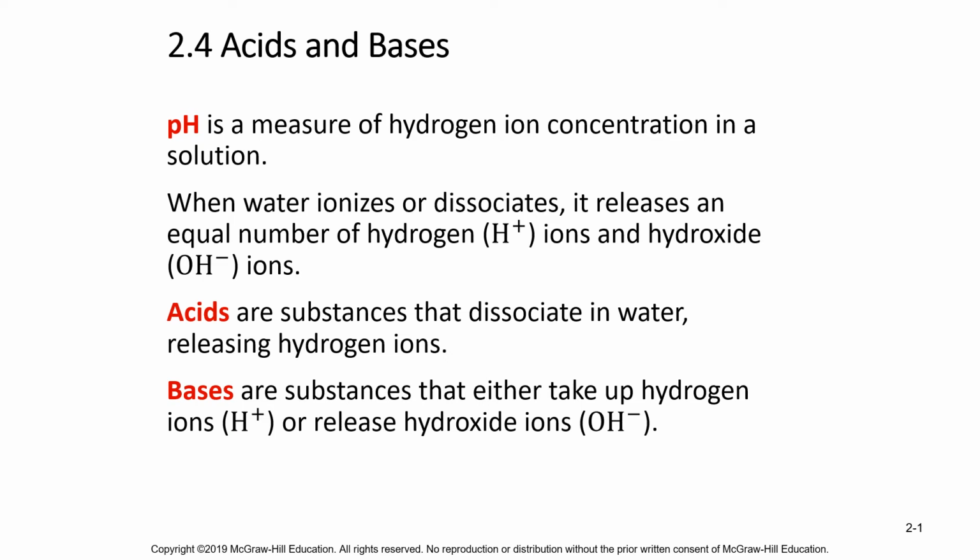Alright, so this is the last part of chapter 2. It's on acids and bases. It should be relatively short. When you make a solution of water, you can possibly make it acidic or basic. And pH is a measurement of that. One way we can measure it is to measure hydrogen ion concentration.